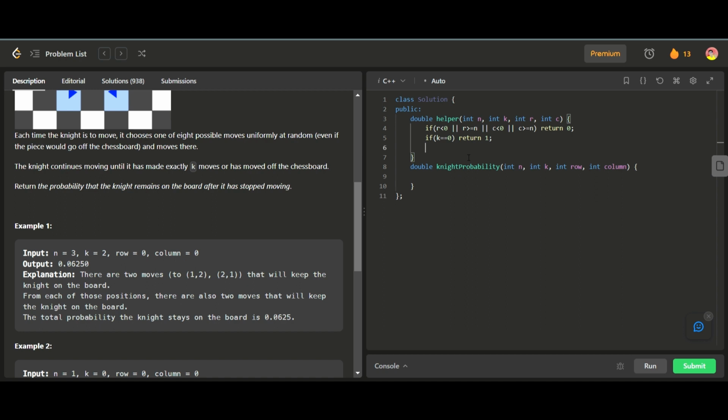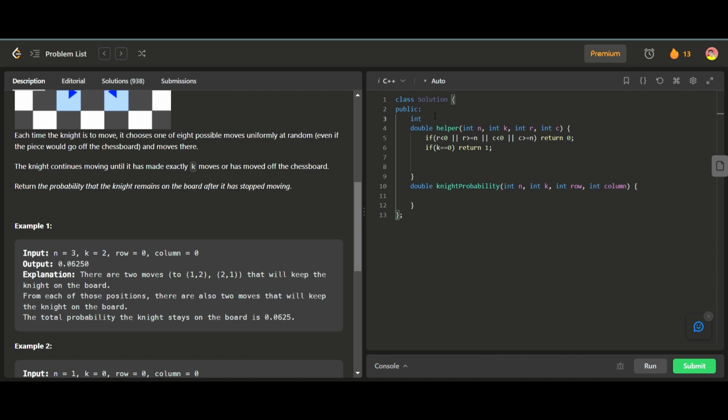Now we'll have the knight move in all 8 directions possible. So for that we can store a 2D array which will have all the possible directions. So that would be 8 cross 2, because each row will have two values, one for row and one for column direction. So this will be a 2D array.